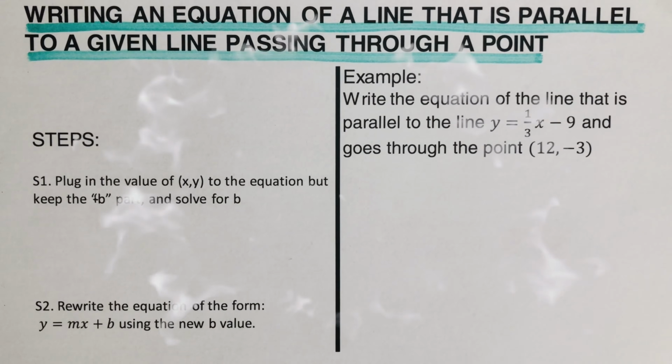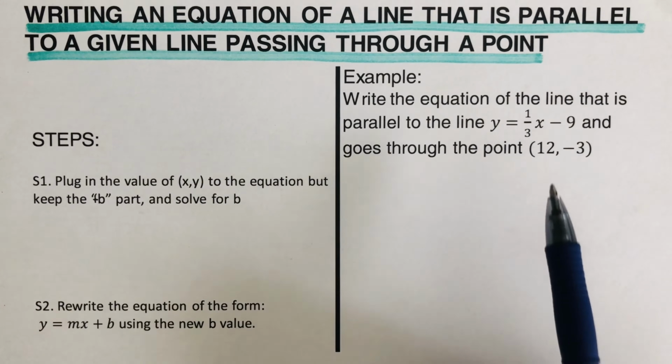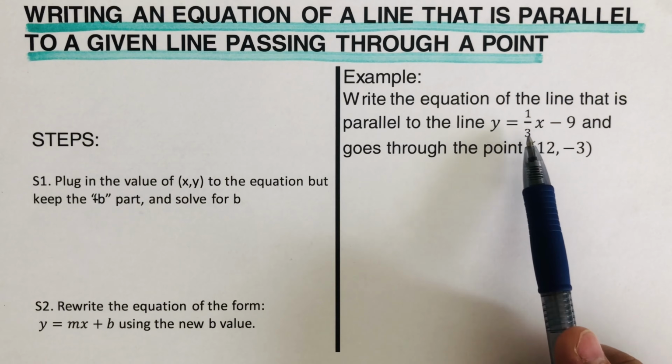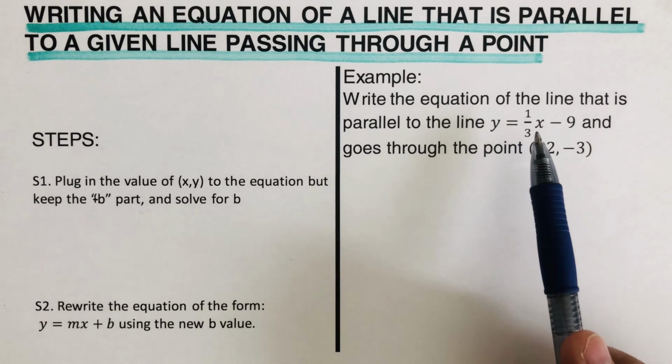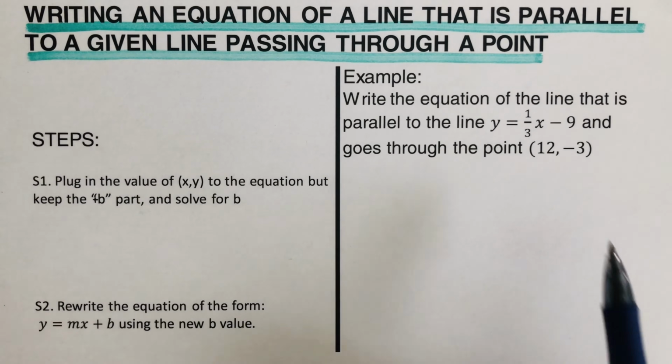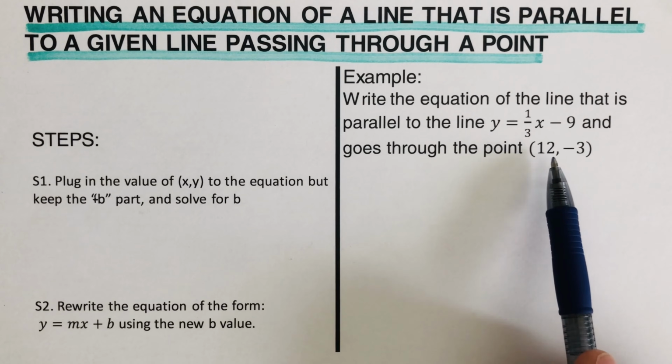Everyone, in this video we are going to write an equation of a line that is parallel to a given line, and that line should pass through a given point. So what this problem is asking us is that we are given an equation right here. We're supposed to come up with an equation that is parallel to this line, and at the same time that line should be passing through this point 12, -3.